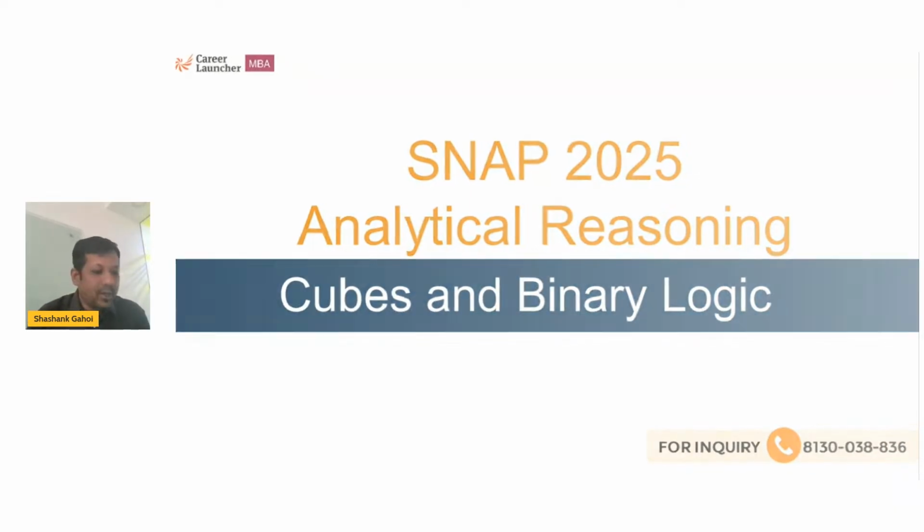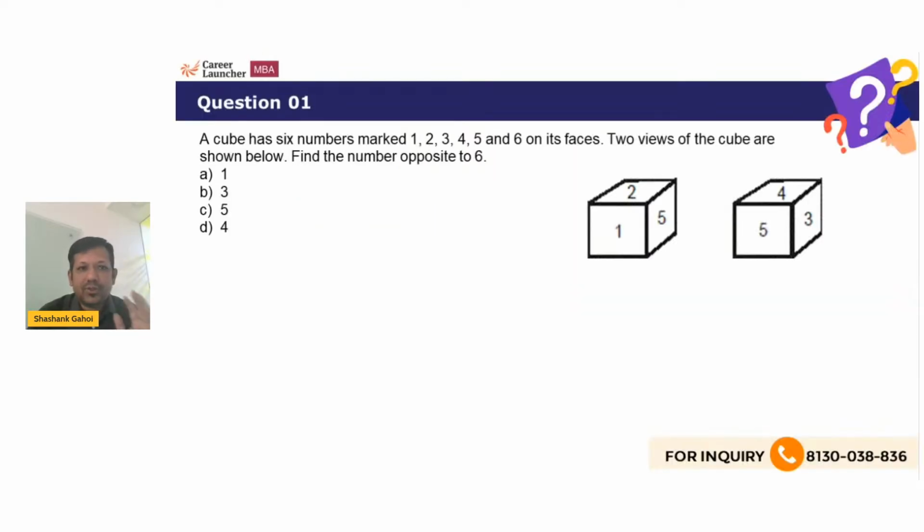Now I'm going to start with the first question. This question says that a cube has six faces numbered 1, 2, 3, 4, 5, and 6. Two views of the cube are shown below. Find the number opposite to 6, and my job is to figure that out.